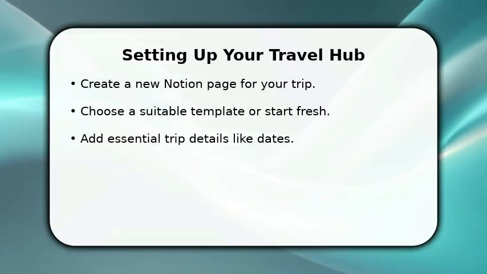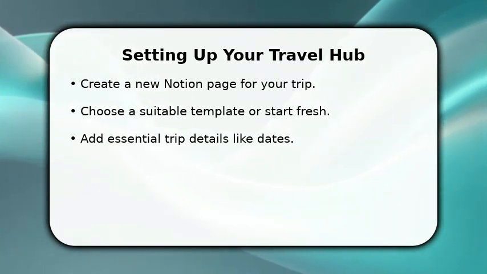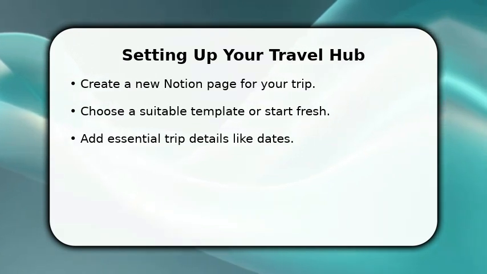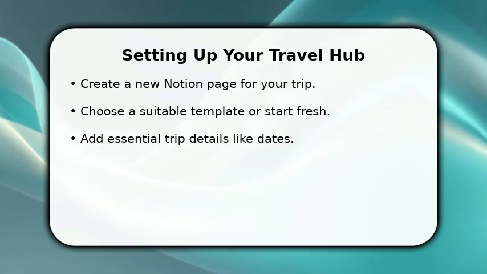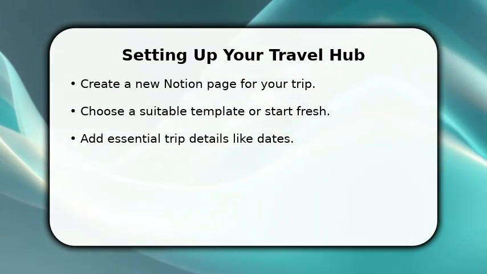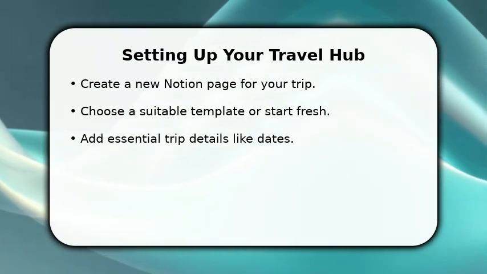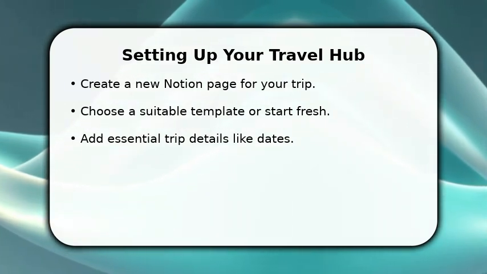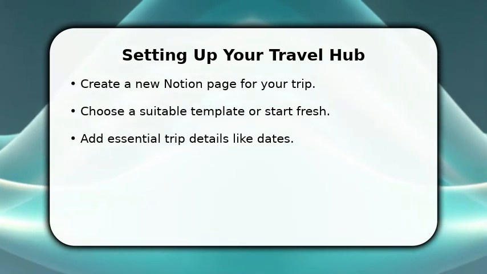In this video, I will show how to use Notion for Itinerary. First, open Notion and create a new page for your upcoming trip. Give it a clear title, like European Adventure. You can start with a blank page or select one of Notion's travel templates to jumpstart your planning. Remember to add key details such as your travel dates and destination right at the top for easy reference. This initial setup forms the foundation of your organized travel hub.